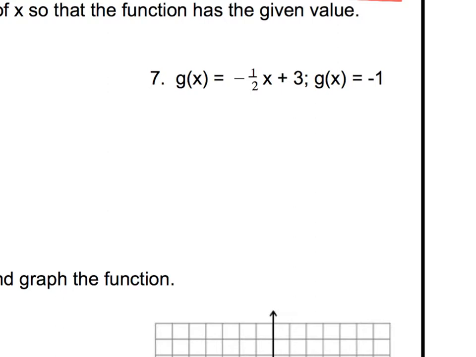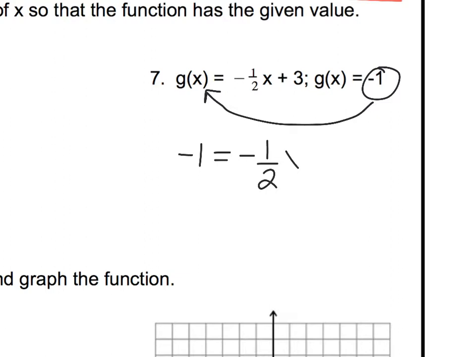Where do I put that negative 1? Do I put it in for x? Or in for g of x? G of x. It says g of x is equal to negative 1. So you put it in that spot. So it would be negative 1 equal to negative 1/2 x plus 3. And we solved that equation.